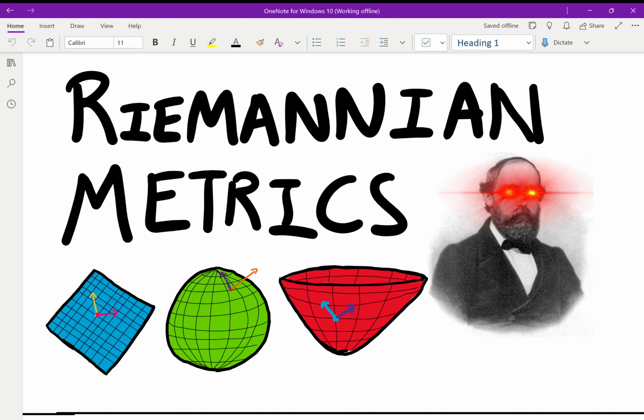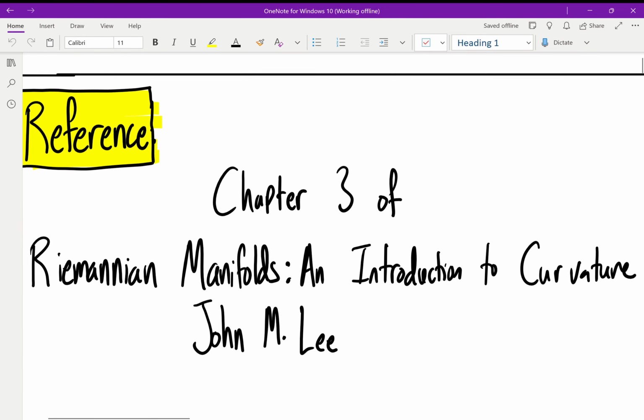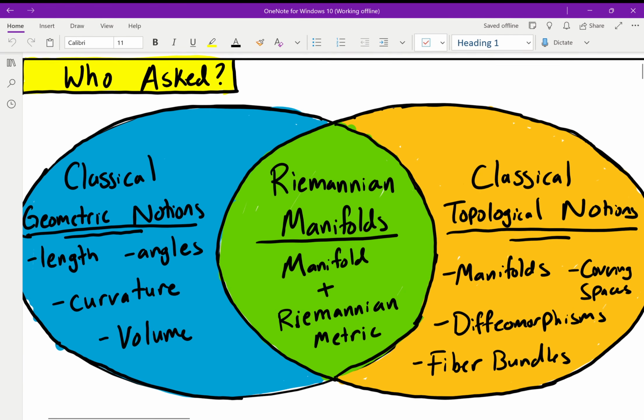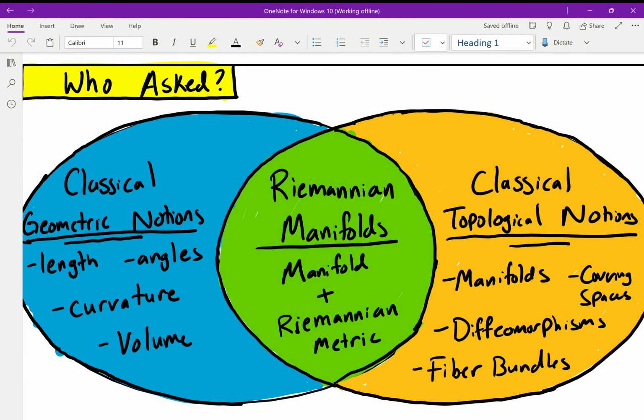Yes, thank you. Today we're going to be talking about Riemannian metrics. And you'll see what those three shapes are about here in a moment. Just as a reminder, for this seminar, I'll be referencing Chapter 3 of Riemannian Manifolds, An Introduction to Curvature, by John Lee. So that said, let's begin with the question that everyone asks these academics. Who asked?